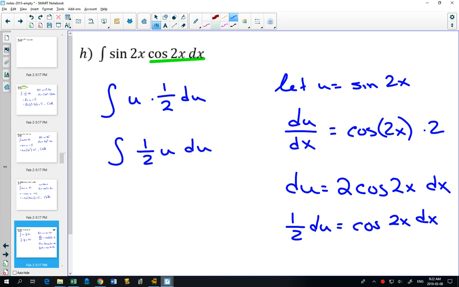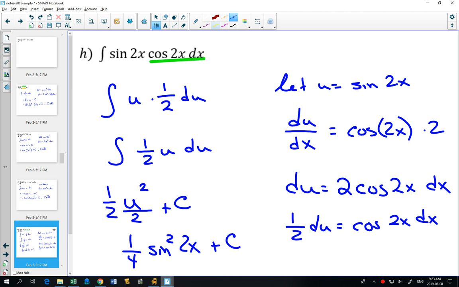Okay? And so integrating this is easy. Add 1 to the exponent, divide, plus c. And so I'm going to get 1/4 sine squared 2x plus c.